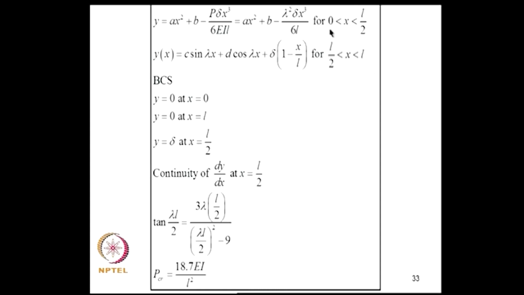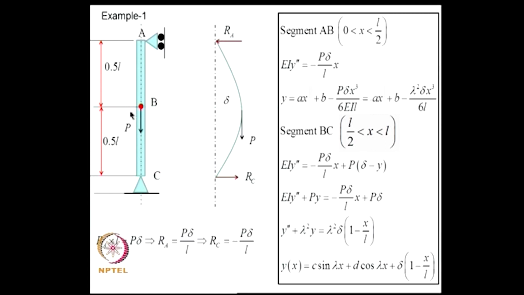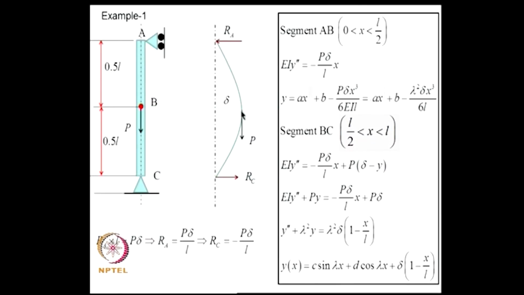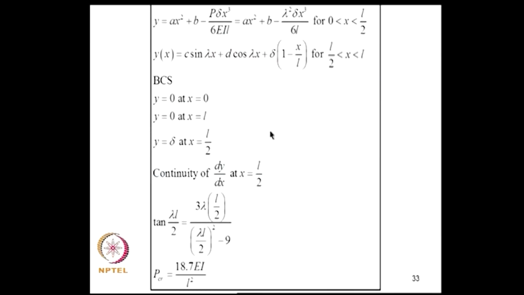and we will be able to get the solution for y in segment 1 and segment 2, and for the boundary conditions, now there are 4 constants of integration. The boundary conditions will be at x equal to 0 y is 0, x equal to L y is 0, and y is delta at x equal to L by 2, since I am assuming the load is being applied at the mid span. And then there is a continuity of dy by dx at this x equal to L by 2. So, I have these 4 conditions and I can solve for that, and I will get the critical value to be given by this.